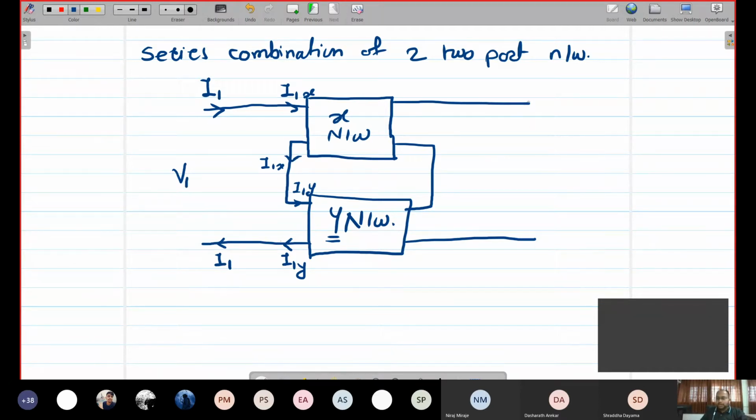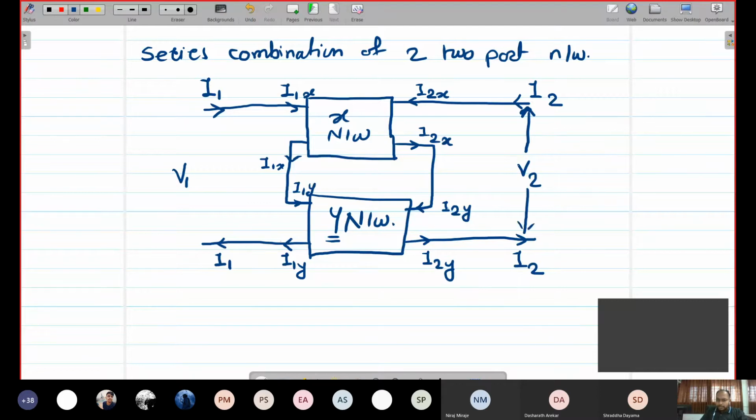Similarly, on this side, let us say this is I2. This I2 is entering, and I2X is going to enter this X network. It is going to leave as the current I2X, and this is the entering current for the Y network, so that's why it is I2Y. Finally, it comes out of the Y network as I2Y, and that is nothing but my I2 current. And finally, the voltage at this port is V2.